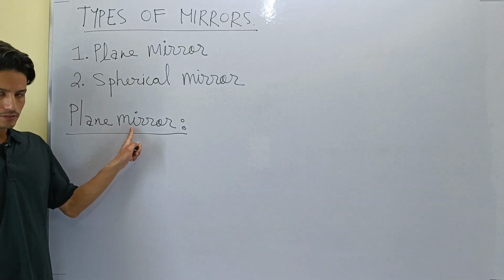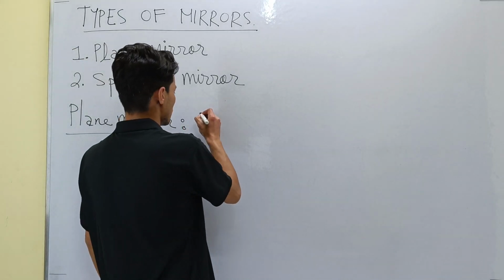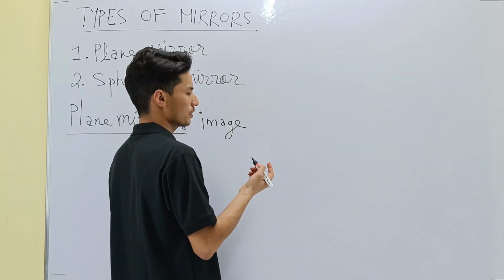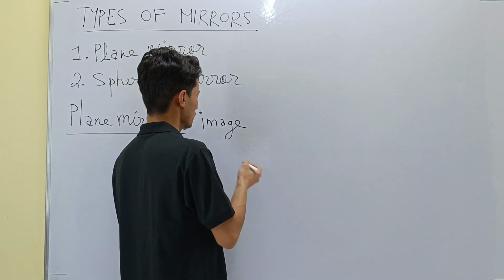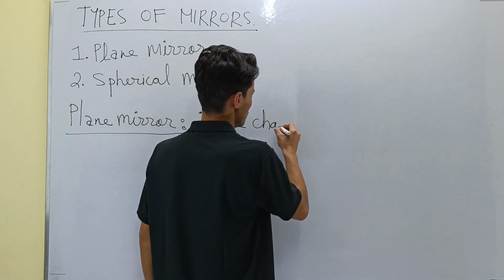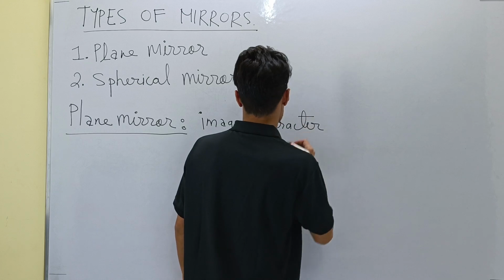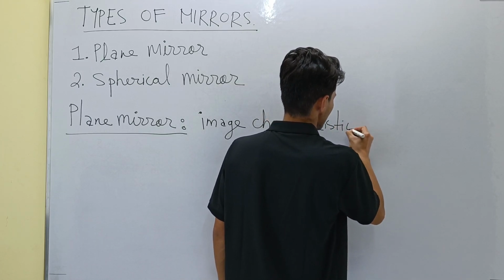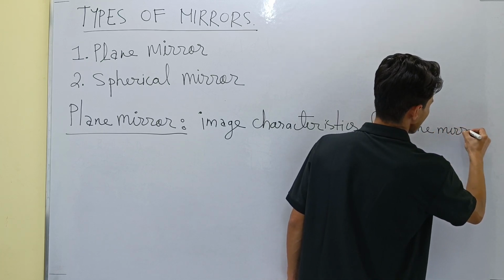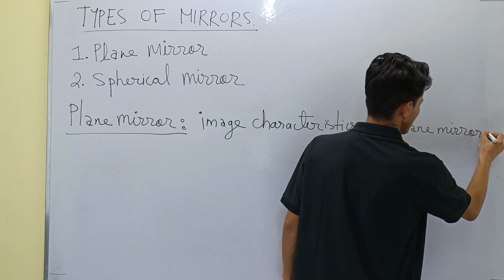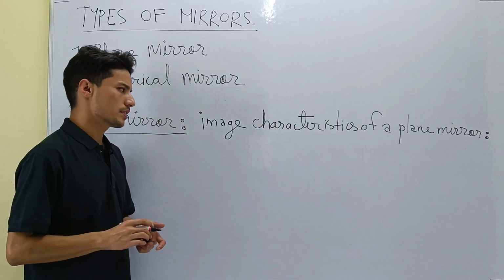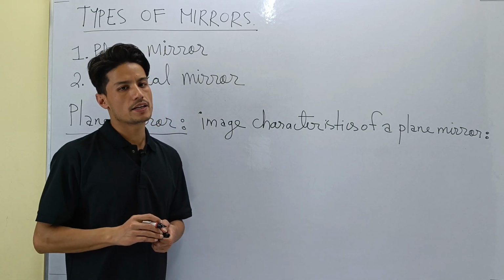Now in a plane mirror, let us write the image characteristics here. This is important because there is a question in your notes where you have to write about the characteristics of the image formed by a plane mirror. So you need to know the image characteristics of a plane mirror. What do you mean by image characteristics of a plane mirror? It means the properties, the characteristics of an image produced by a plane mirror.